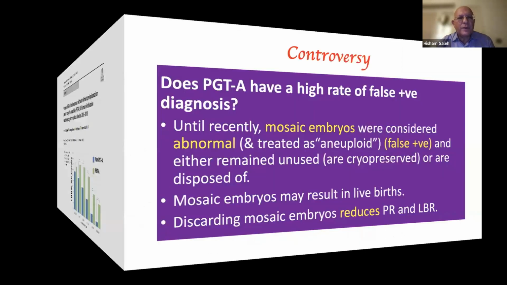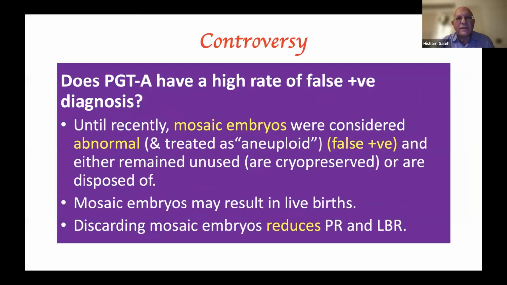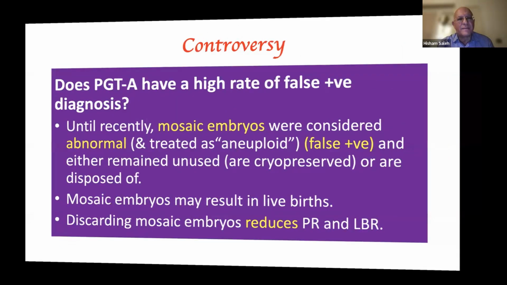Another controversial point: does PGT-A have a high rate of false positive diagnosis? Until recently, mosaic embryos were considered abnormal and were treated as aneuploid. And this is a false positive diagnosis because they were left unused in the past, and mosaic embryos actually may result in live births, and discarding them may reduce the pregnancy rate and the live birth rates.